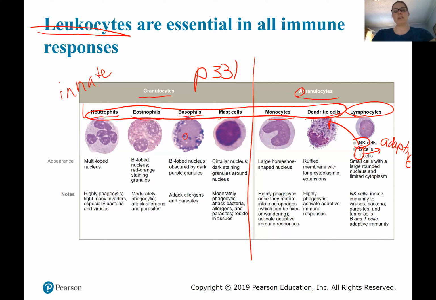Each of these cells has a different function. Neutrophils are phagocytes. Eosinophils attack allergens and parasites like tapeworms or parasitic worms. Basophils attack allergens and parasites as well, but they also stimulate inflammation.